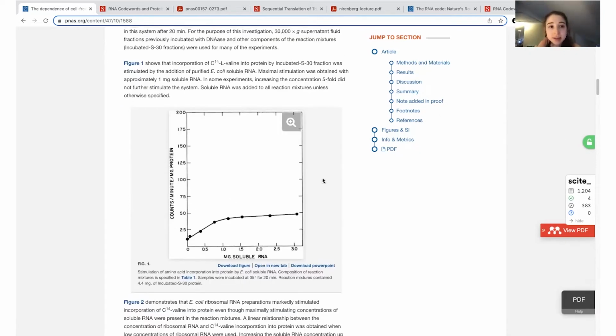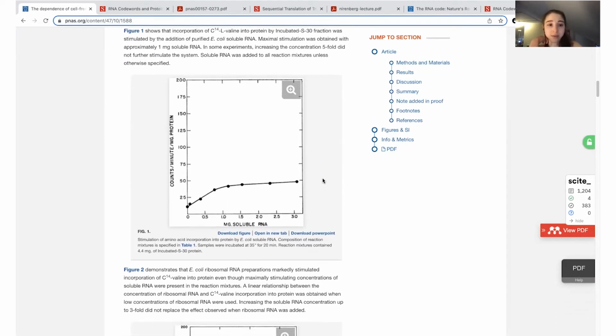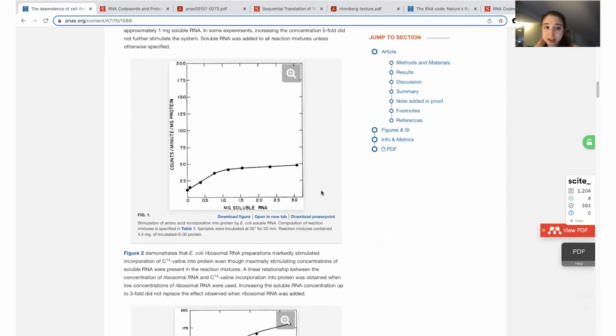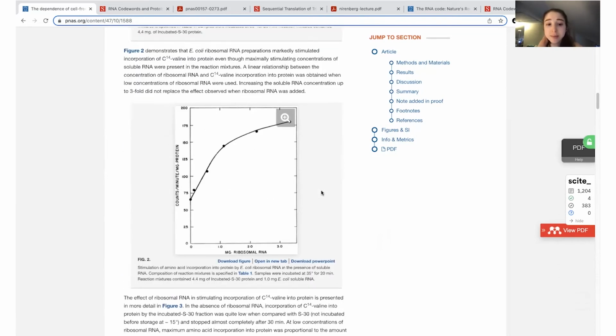So they take this labeled amino acid, in this case valine. They don't really care what it is. They just need one, because theoretically, if you're making a protein, the protein's going to have an amino acid, any amino acid, and so they just have to label one of them. And so they labeled valine. Not sure why. Maybe it was cheapest, or maybe it was more frequent, I don't know. Anyway, if they mix it with the soluble RNA, the tRNA, they don't get protein made. But if they mix it with the ribosomes, now you do get protein made.